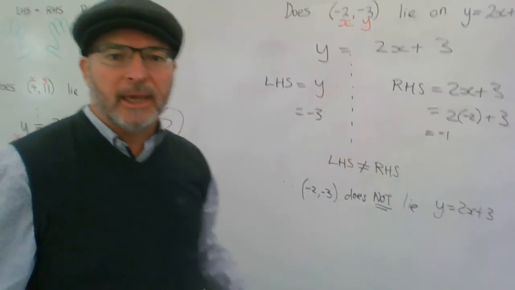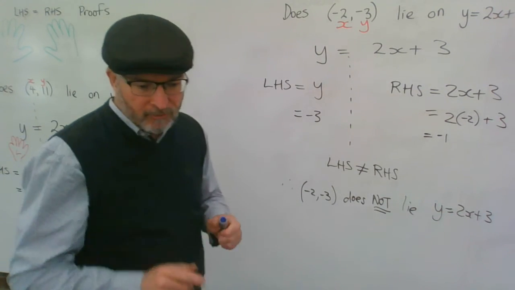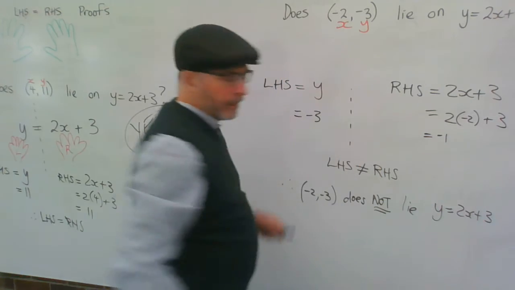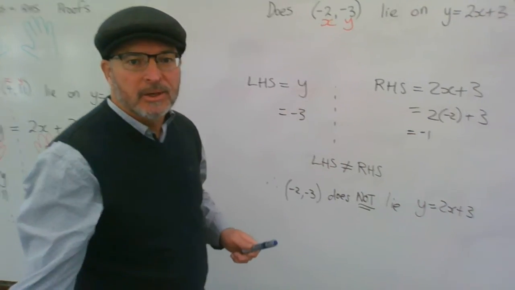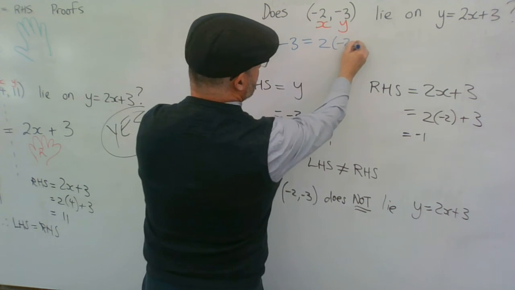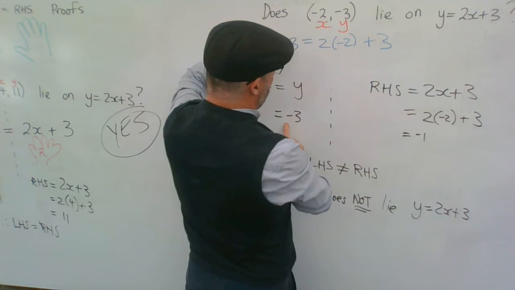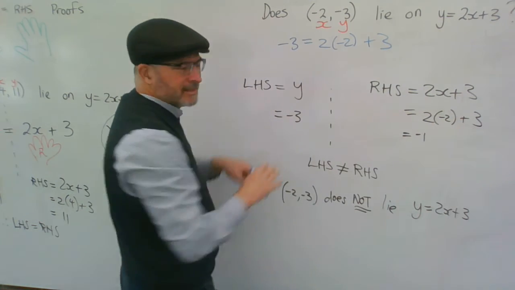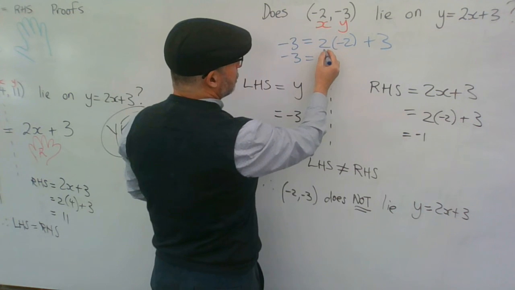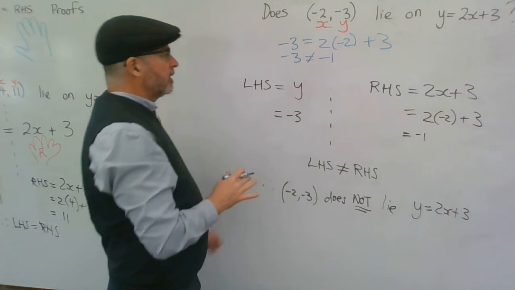So the type of working that you may get away with early, but it's not really very good, is to write something like the following. Write down -3 equals 2 times -2 plus 3. So you can see I've substituted the -3 in for y and the -2 in for x, but I've done it all in one statement. I'm telling you not to do this. So -3 equals -1, but not. So you might write something like that.